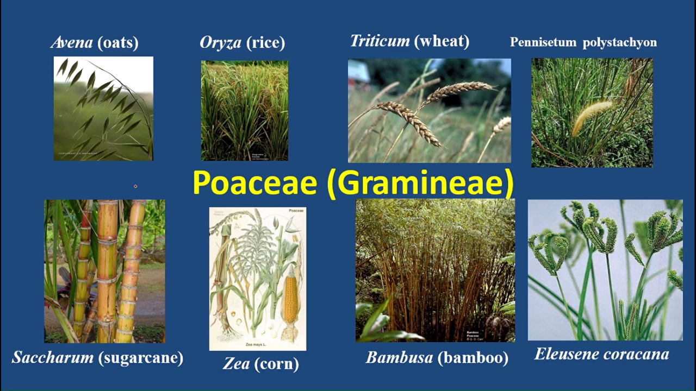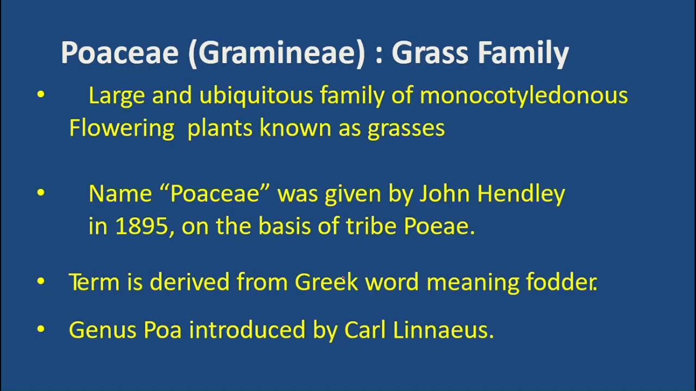The Poaceae family is also called Gramineae. In this family, one of the best examples is the rice plant. Rice, wheat, sugarcane, corn, bamboo. These are some common plant species under the Poaceae family. From this family, first we are going to discuss some general information.